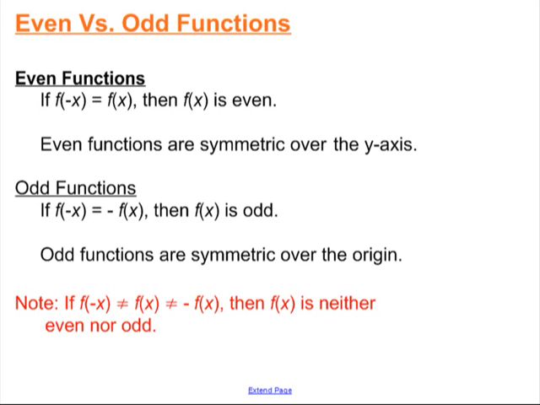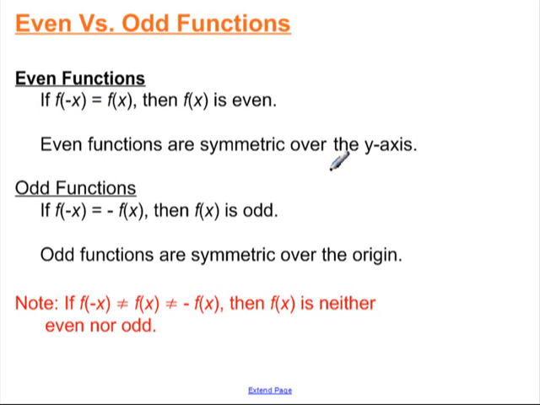So you see here we've defined what makes something even or odd or neither. Just to summarize what's here, basically if f of negative x gives you the same thing as f of x, then f of x is even. In other words, if you replace x with the opposite of x, then it's even. So if you replace it with negative x, it's an even function. What that looks like graphically is it's going to be symmetric over the y-axis. So it's going to have y-axis symmetry.